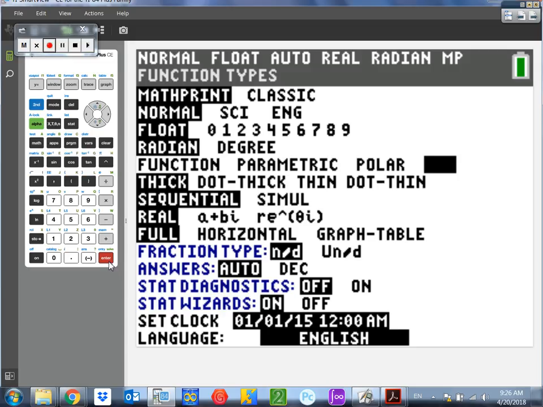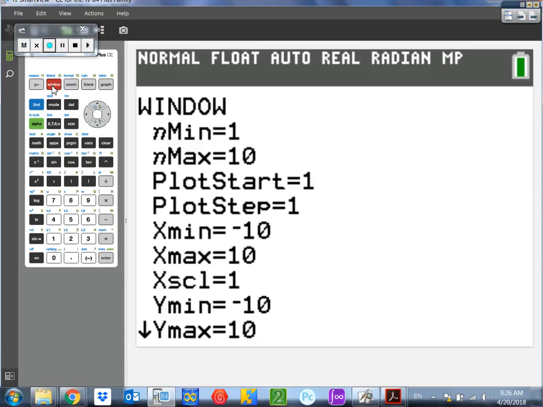And then let's look at our window. So this is telling me my n, right? Sequences have n's. That's an n. So it's telling me I'm starting at an n of 1. I'm going to an n of 10. I've actually looked at this problem already, and I know that that's not enough terms. 10 terms is not going to be enough to tell whether it converges or diverges. So I'm going to have more terms. Let's make our n max to be like 60. Let's get 60 terms. And then I just leave those start and stop things alone at 1, and then I come down here where the x max is, and I'll put that at 60.